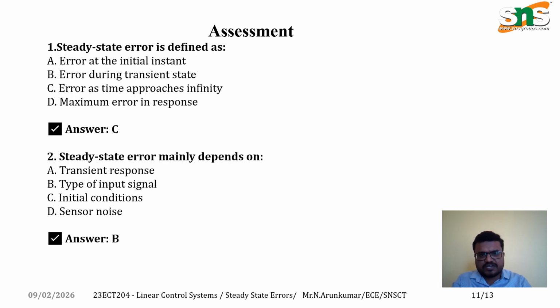Assessment. Steady state error is defined as: error at the initial instant, error during the transient state, error as time approaches infinity, or maximum error in response. The answer is error as time approaches infinity, because once you find the values, it will be very easy. The second question: steady state error mainly depends on transient response, type of input signals, initial condition, or sense or noise. The answer is type of input signal. It is only this that defines the clear steady state conditions of the systems.